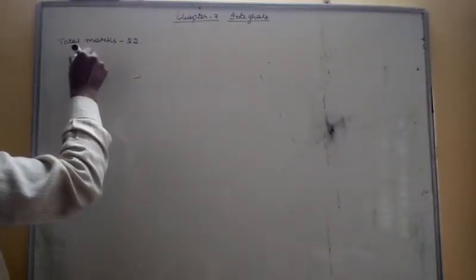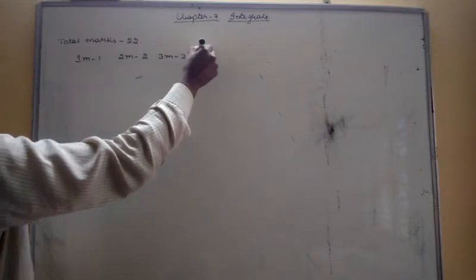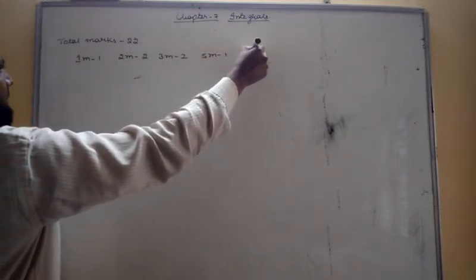1 mark questions are 2, 2 mark questions are 2, 3 mark questions are 2, 5 mark question is 1, and 6 mark question is 1. So the total marks is 22. I already discussed the integral calculus, so let us solve the problems.